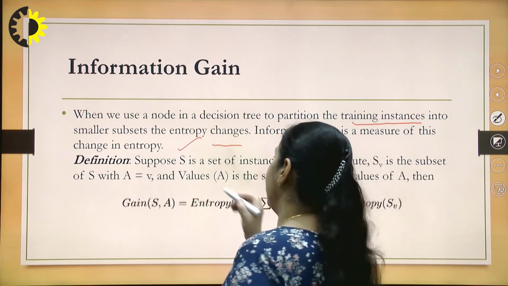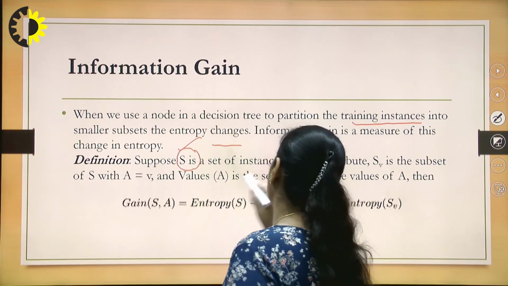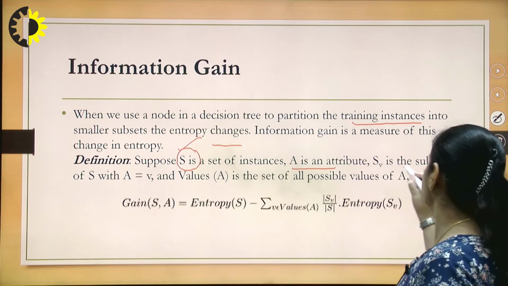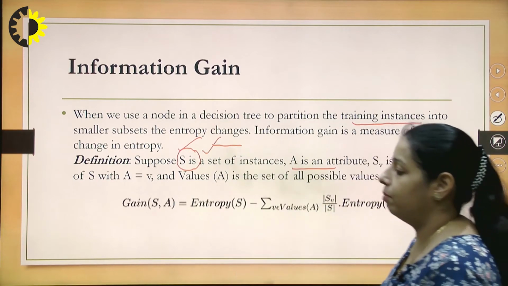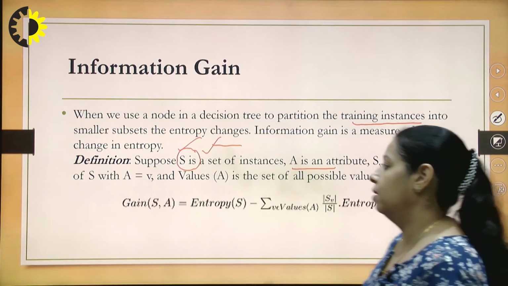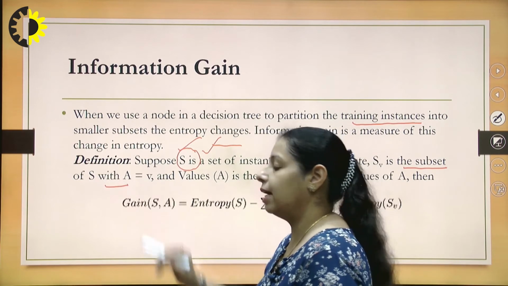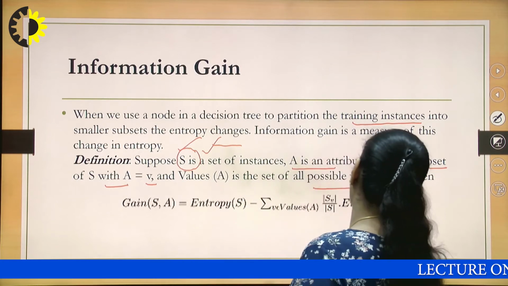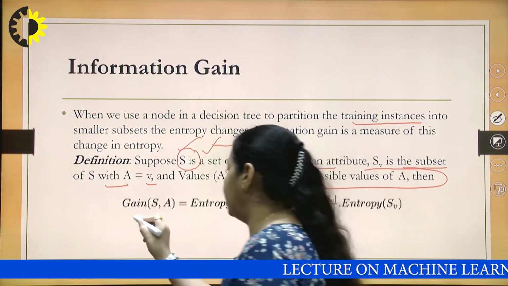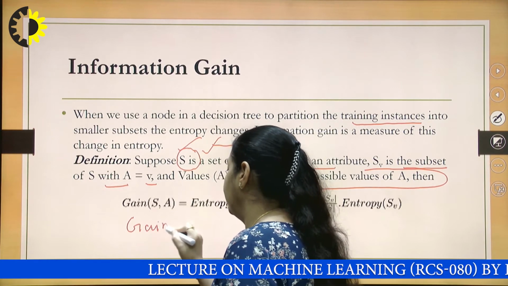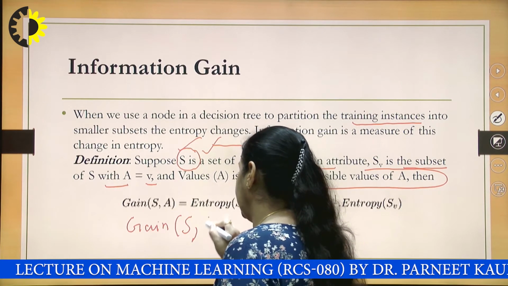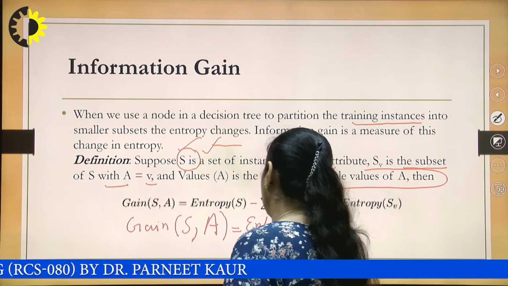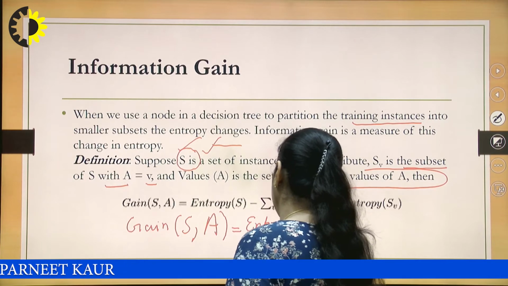Now suppose we have a very big set, that is capital S, and we have A as an attribute. So SV is the subset taken from this capital S. Here, A is an attribute having certain value small v, and it is the set of all possible values of A. So here we have a gain of S and A, and the entropy value is calculated.